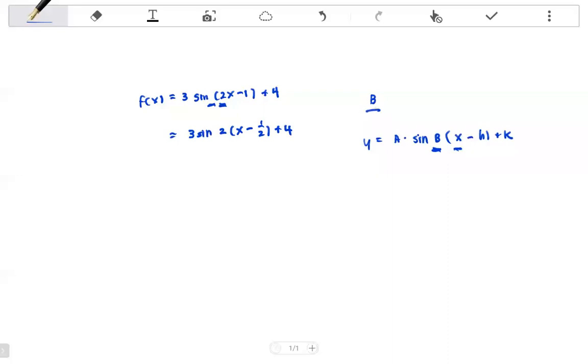So now we have a B, but B isn't our period. Our period is 2 pi over B, right? So in this case, B is 2, so our period is just 2 pi over 2, or in other words, just pi.